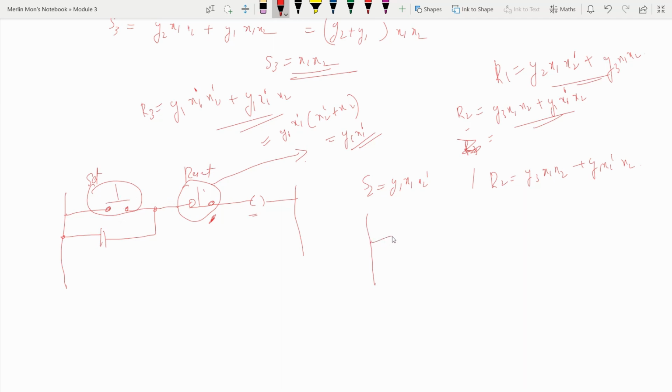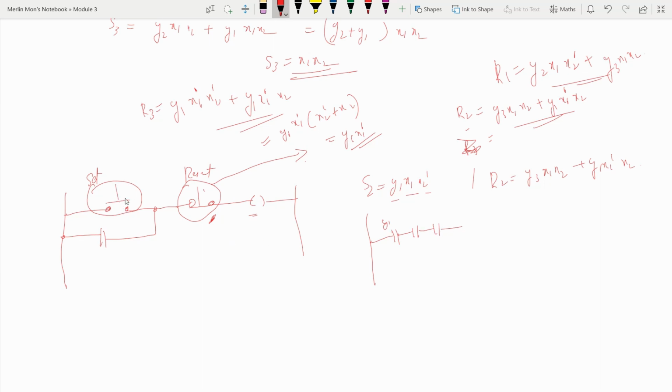We will draw a normally open relay for y1. This is y1. We are ANDing all this. If you have seen the video for the basic ladder diagram, you can see that for getting AND operation you have to connect it in series. So we will connect all these three. There are three inputs, so there are three components here.